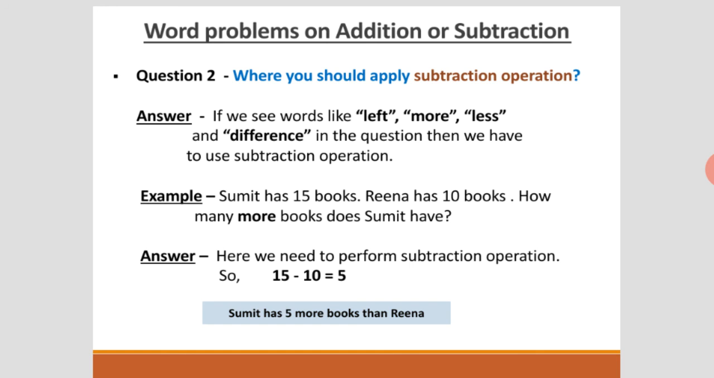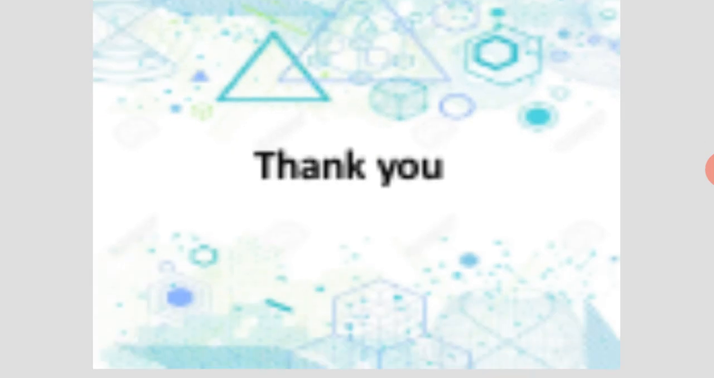Sumit has 15 books, Rina has 10 books. Here we have to subtract 10 from 15 to get the answer. The number 15 minus 10 is equal to 5. Now we got the answer 5. Thus Sumit has 5 more books than Rina. So I hope you have understood all this topic in this subtraction chapter. Thank you.